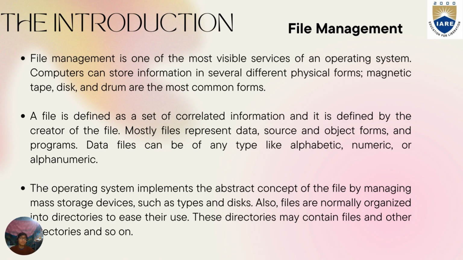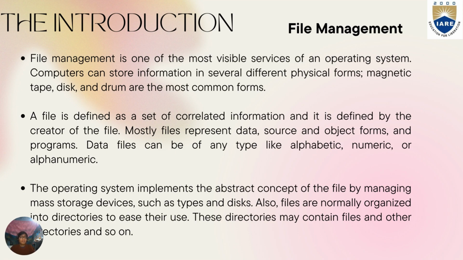File management is one of the most visible services of an operating system. A computer can store information in several different physical forms. Magnetic tape and disk are the most common forms. A file is defined as a set of correlated information and is described by the creator of the file. Mostly files represent data and programs, both source and object. Data files can be of any type, like alphabetic, numeric, or alphanumeric.